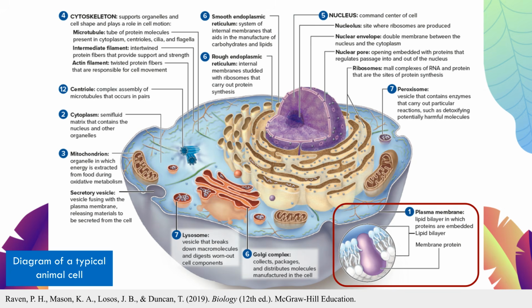This diagram shows a typical animal cell. Notice that the cell membrane forms the outer boundary of the cell. Inside, you can see organelles such as the nucleus, mitochondria, ribosomes, and endoplasmic reticulum. All of these structures depend on the membrane to control what enters and leaves the cell. The membrane protects the internal environment while allowing communication with the outside.